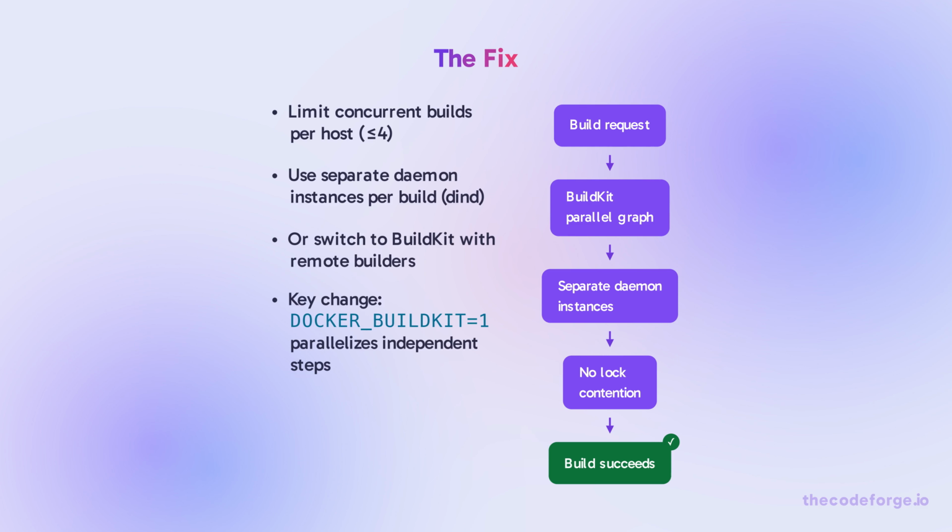The fix involves limiting concurrent builds per host to 4 or fewer, using Docker-in-Docker per build, or switching to BuildKit with remote builders. BuildKit parallelizes independent build steps, reducing lock contention. The key change is setting DOCKER_BUILDKIT=1 to enable parallel execution.